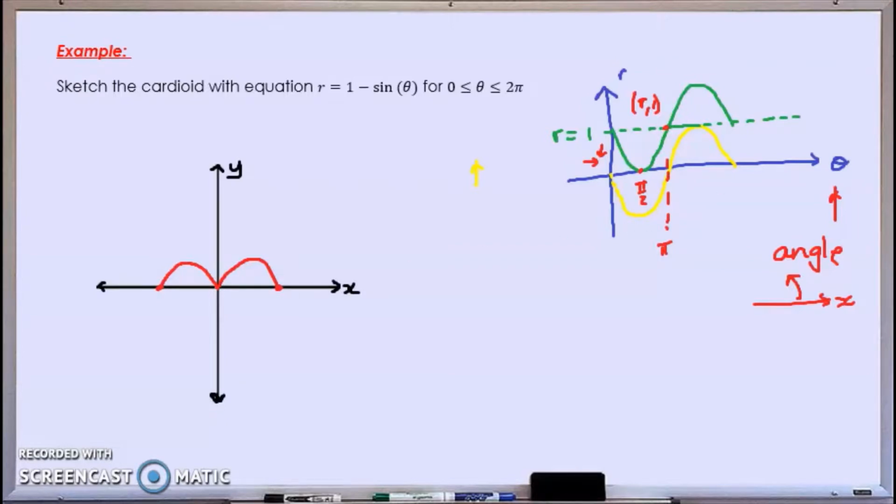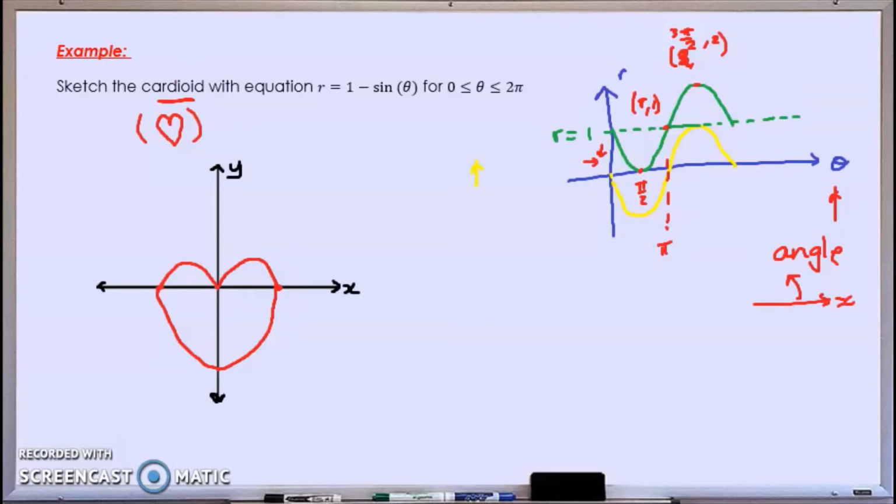Now my distance keeps increasing, and it keeps increasing and reaches a maximum of 2 when I'm at 3 pi over 2. So here at 3 pi over 2, which is my y-axis, I've got a distance of 2, and then it comes back smoothly, which means my shape is going to look something like that. And this is what a cardioid looks like. And it's called a cardioid because it looks like a heart. That's where we get words like cardio and so forth.